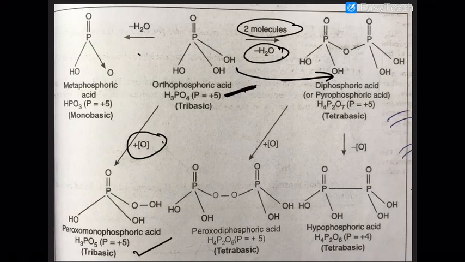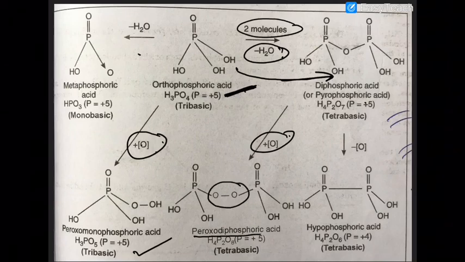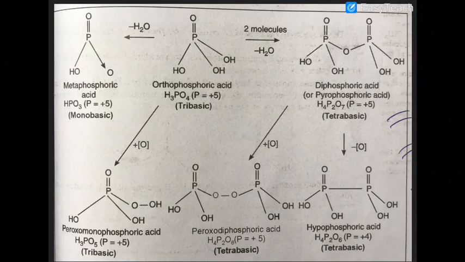If to pyrophosphoric acid you add one more oxygen, it will give you peroxy. Look at that. That bond is peroxy. That bond is also a peroxy bond. So remember that. This is peroxy linkage. Sure about that or not? So you have to understand that very well.